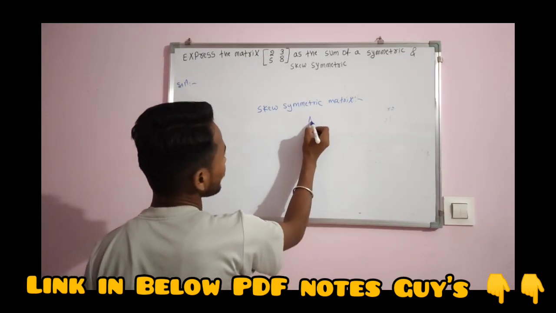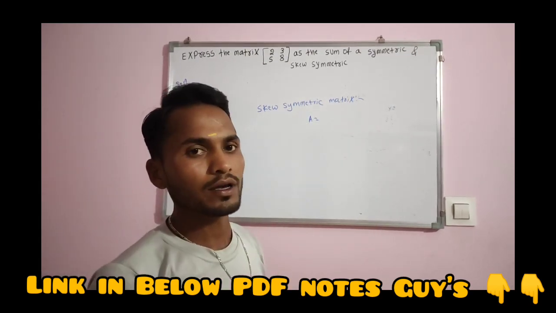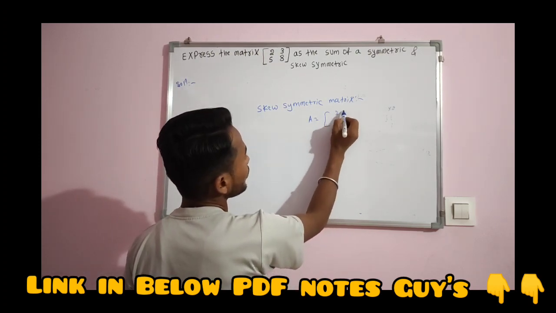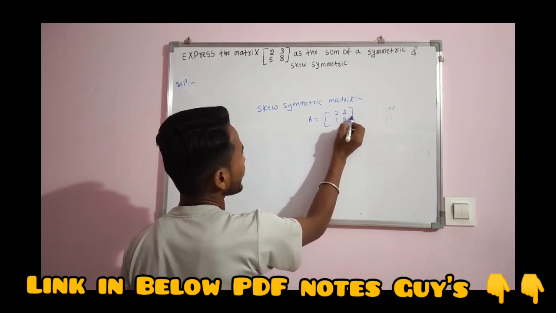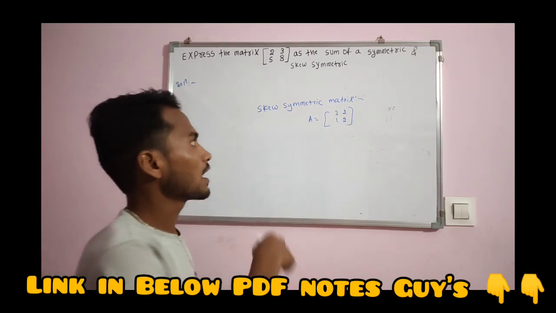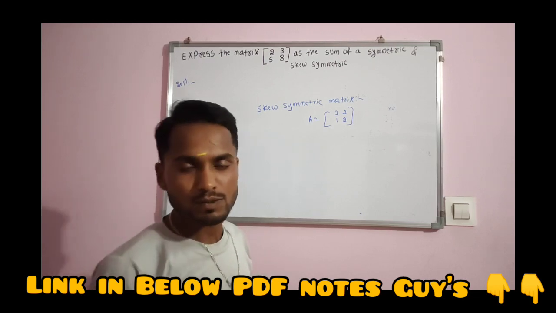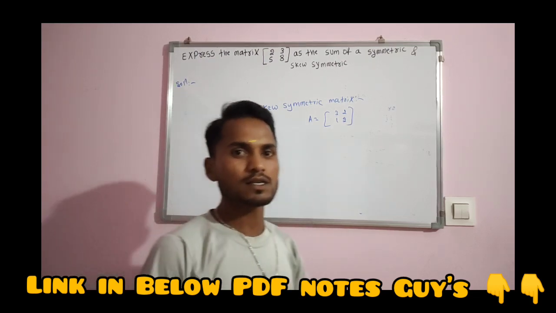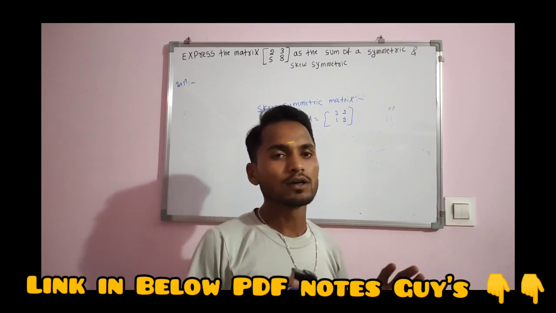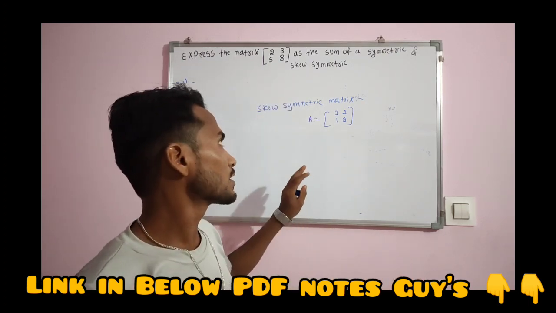I will take one example. One matrix here only: 3, 2 and 1, 2, like this. This is the matrix. Another one is also a symmetric matrix. So when the transpose changes, identify whether it is symmetric or not symmetric.